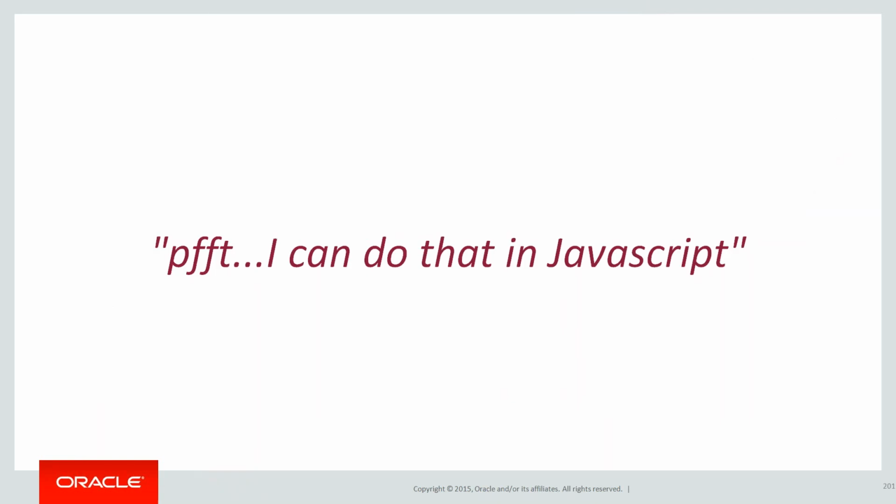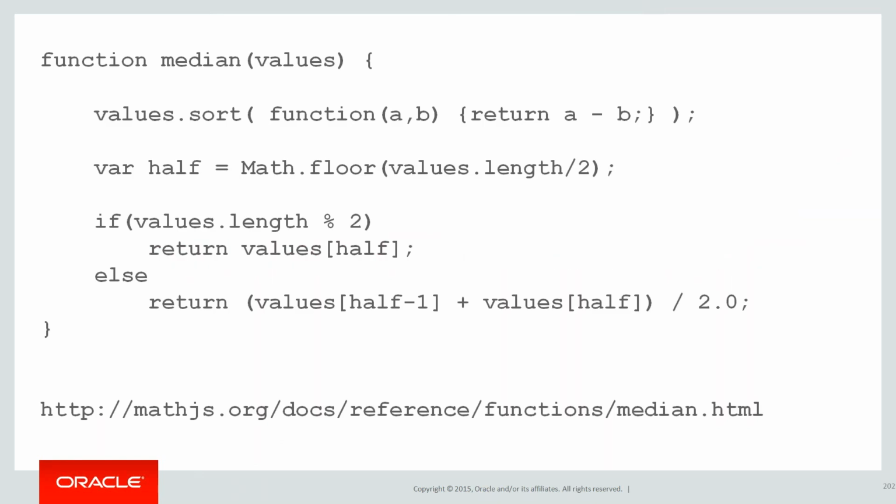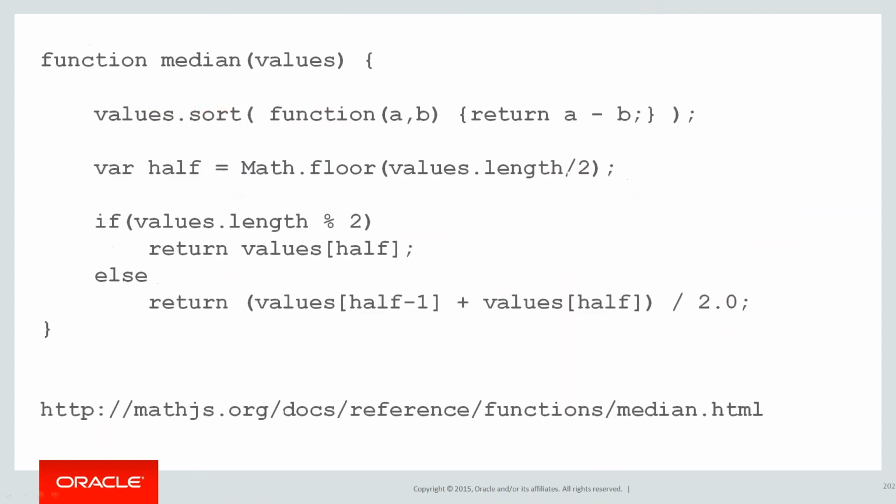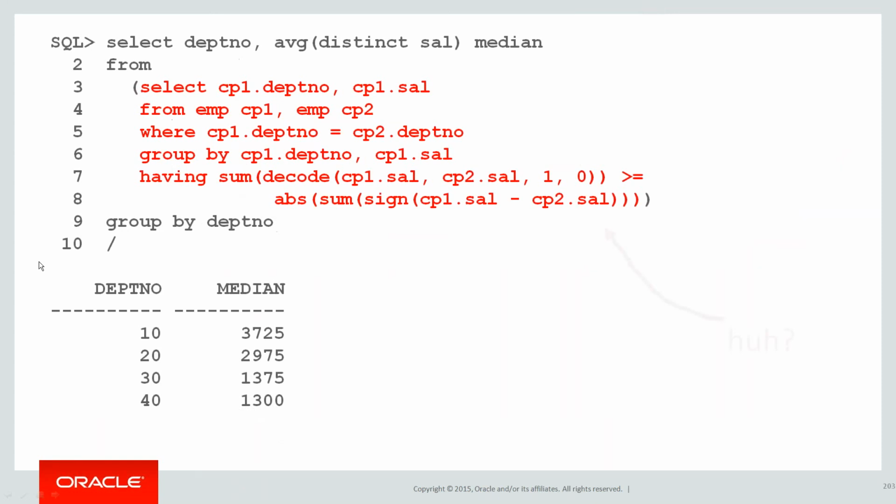People say, well, I don't need analytics, but I can do that in JavaScript. Yeah, there's a JavaScript function for doing median. Here's our median function. It's really easy to write. It's 4 lines of code, or I can simply get the one from maths.js. Versus writing a median in SQL. No web developer or any developer wants to write that because for a start, it's impossible to understand, and the other thing is, who's going to maintain it? What happens when we want to change it?